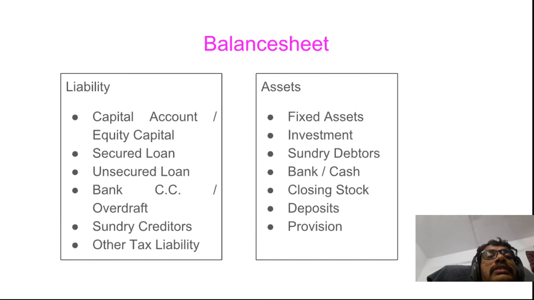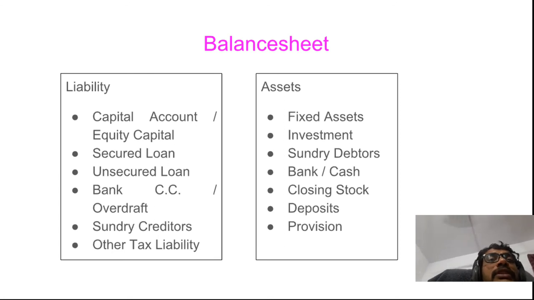Then we see sundry creditors. What is meant by sundry creditors? Sundry creditors arise when you purchase anything on credit for some credit period, so you have to pay later. That's your liability, and it's called sundry creditors. The last topic on the liability side is other tax liabilities. All the taxes you are liable to pay are also mentioned here on the liability side, as other tax liabilities.